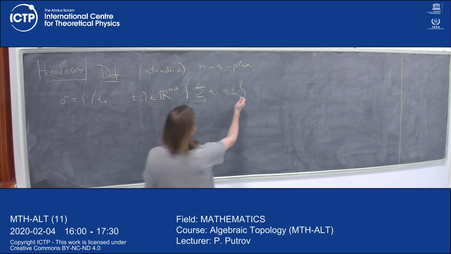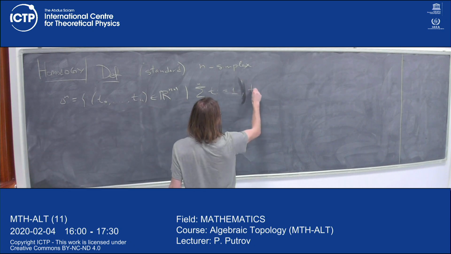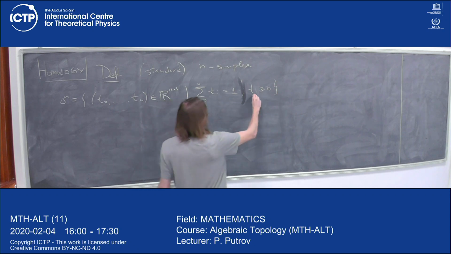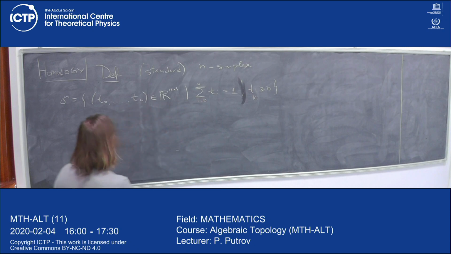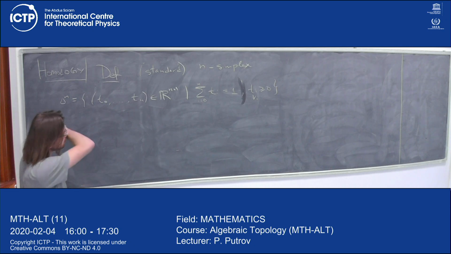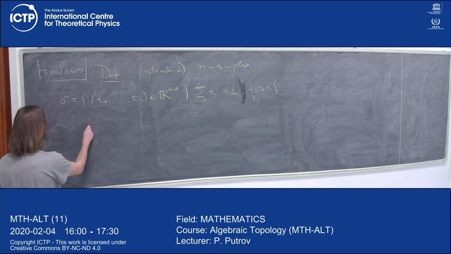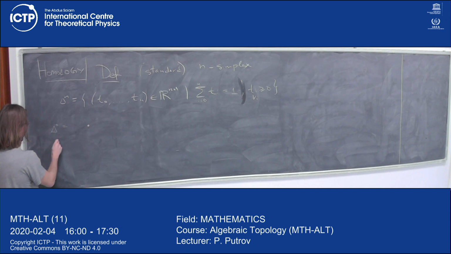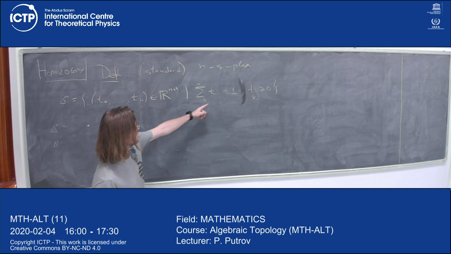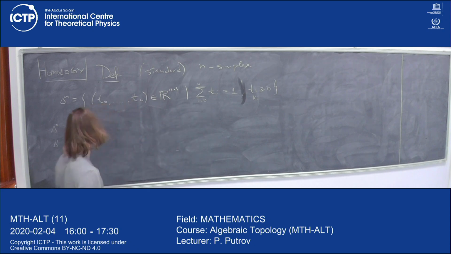And that's not all, they are all non-negative. Okay, so how do they look? Delta 0 is just one point, and delta 1 is the set of t_0, t_1 in R^2 such that the sum is equal to 1.